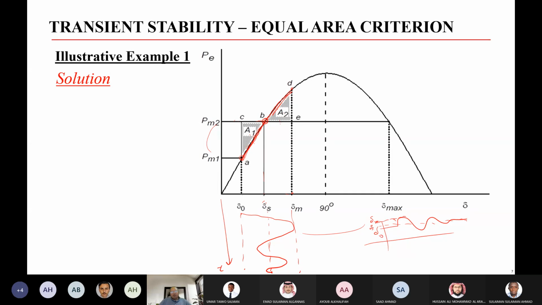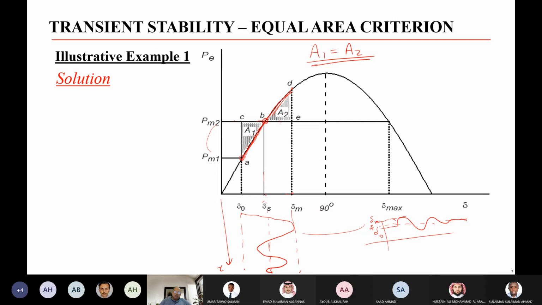Okay, assume that we solve the problem. We have A1 and A2. What is the unknown quantity that we need to check in order to judge whether the system is stable or not? What do you think? Angle. Which angle? We have different angles here. Okay, delta S.